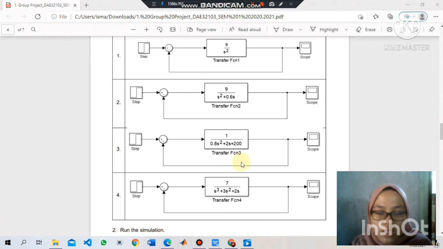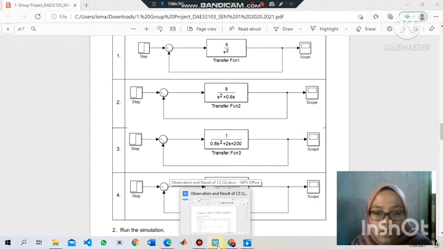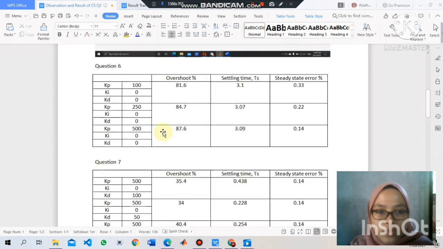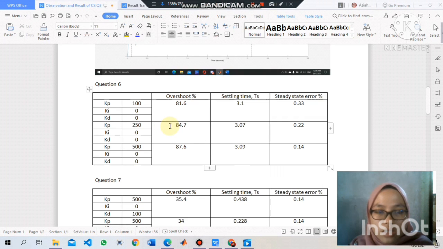So for this transfer function, it was the same as the transfer function before. We already implemented it in Simulink and got the graph from the scope. So from the graph, we have calculated the overshoot, settling time, and the steady state error. For the overshoot, we got 87.6%. The settling time is 3.09 seconds, and the steady state error is 0.14%. So from the calculation that we have done, we can see that the system is stable, and it is underdamped. Okay, so let's move to the next question. The next question is the same.